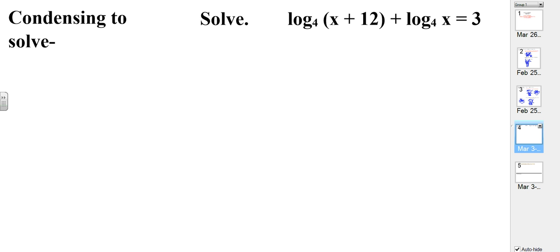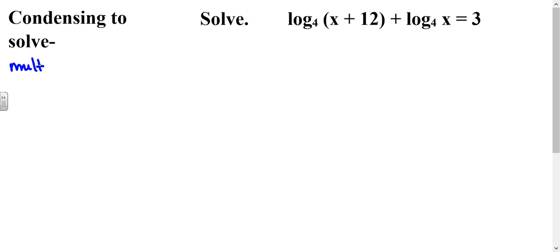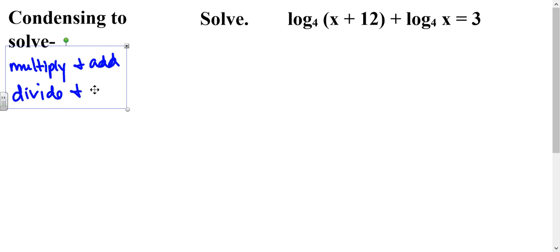All right. The last type of problem that we're doing is condensing to solve a logarithmic equation. So you'll have to use your properties of exponents that we've been talking about. So remember, we're going to multiply and add, or we can divide and subtract, or we can raise and multiply.